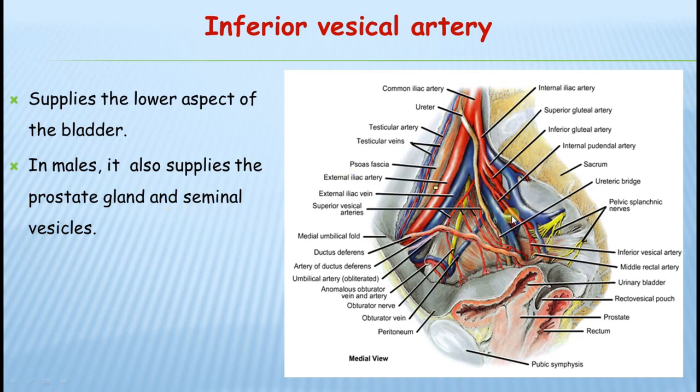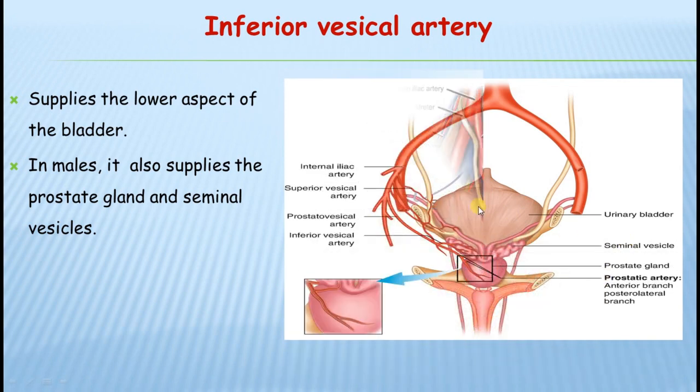So here you are able to see the inferior vesicular artery. It mainly supplies the lower part of the urinary bladder, terminal part of the ureter, ampulla of vas deferens, prostate gland and seminal vesicle. Here you see the superior vesicular artery, and the inferior vesicular artery supplying the seminal vesicle, prostate gland and ampulla of vas deferens.